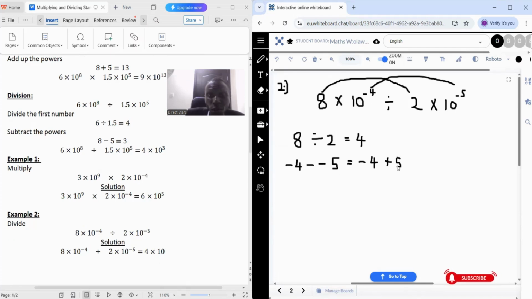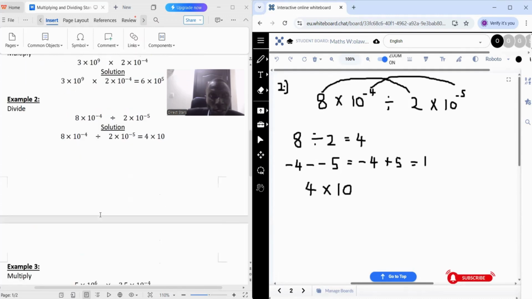Then minus 4 plus 5, we're going to have this to give us 1. We can now have our final answer here to be 4, which is the first number. That's 4 times 10. You can say that 4 times 10 to the power 1, I can also have it to be 40.